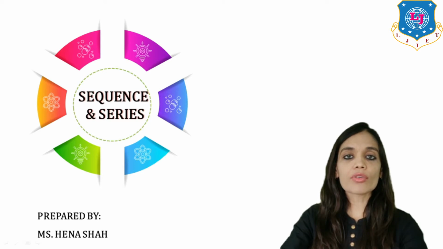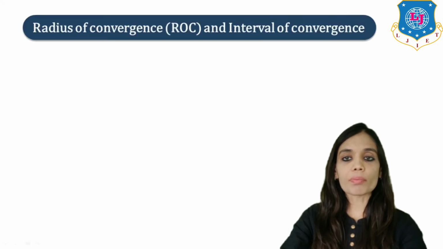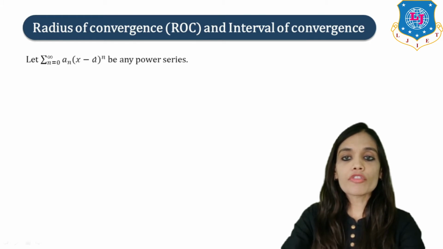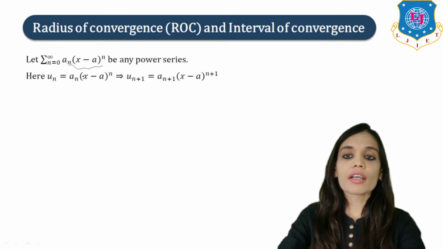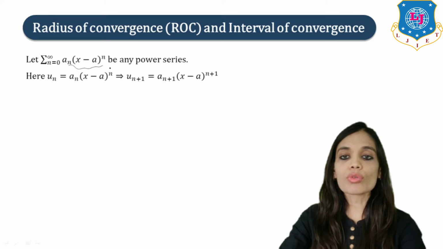So today we are going to discuss a few more topics of sequence and series. Let us begin with the first topic, that is radius of convergence and interval of convergence. If you are given a power series summation n equals 0 to infinity a_n (x minus a) whole raised to n, then here u_n is equal to a_n into (x minus a) whole raised to n.